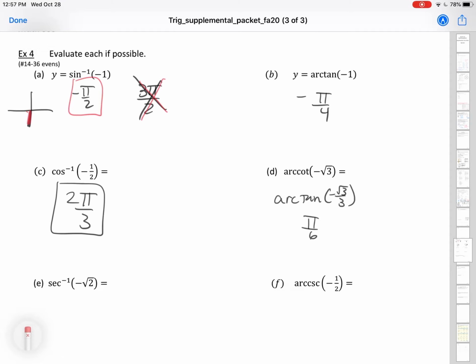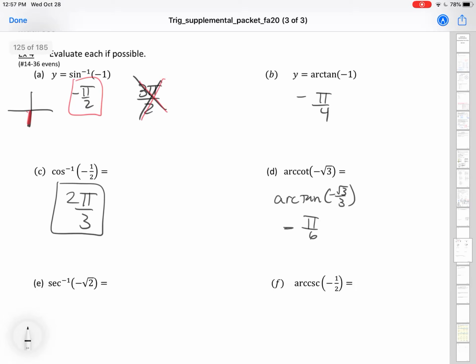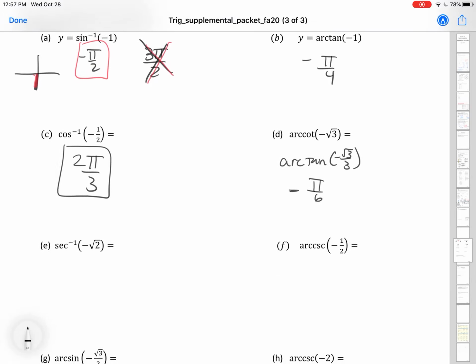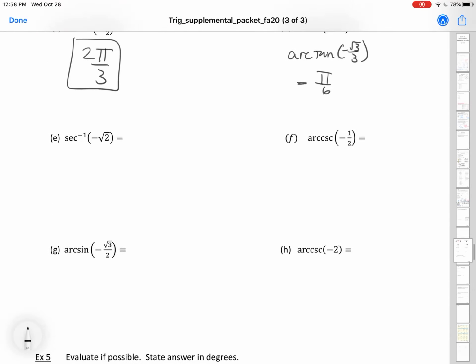Now the question is, where does tangent end up? In quadrant 1 or in quadrant 4? And the answer is, is it between minus pi over 2 and pi over 2, or 0 and pi? And it's between minus pi over 2 and pi over 2, so it's going to be a negative pi over 6.